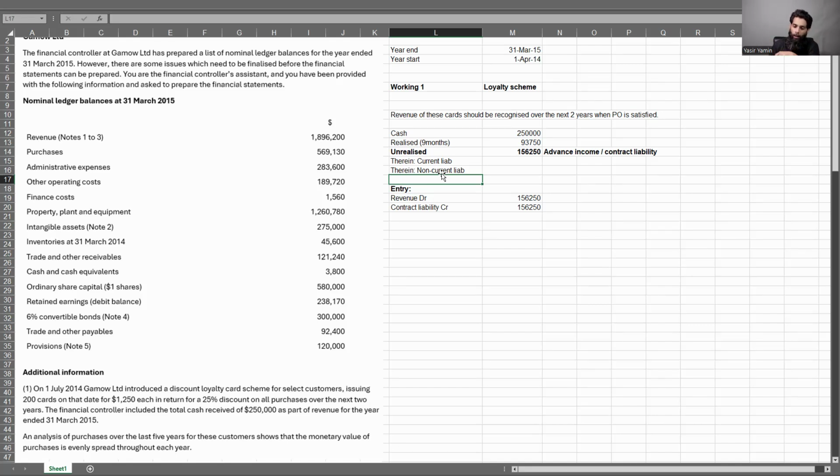Make sense? So you see, your total amount of cash received was 250,000, right? In the next 12 months, can I say divided by 24 multiplied by 12?